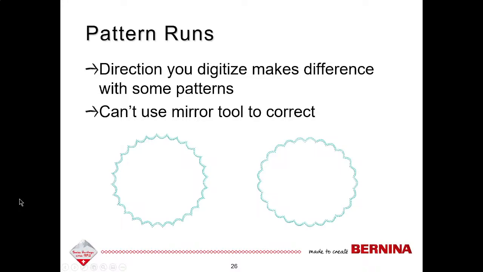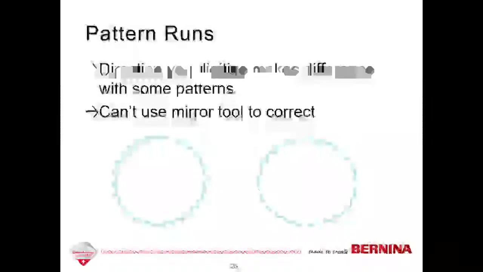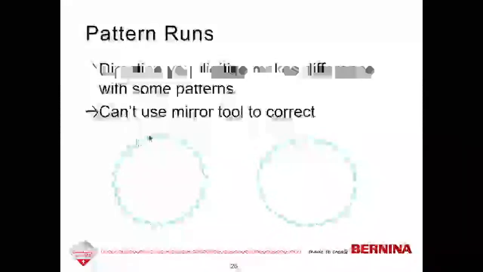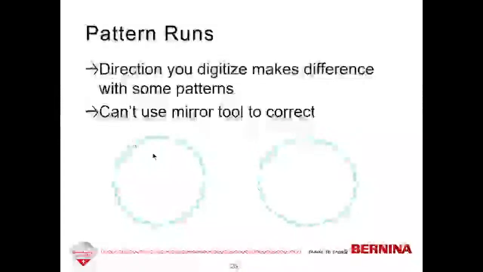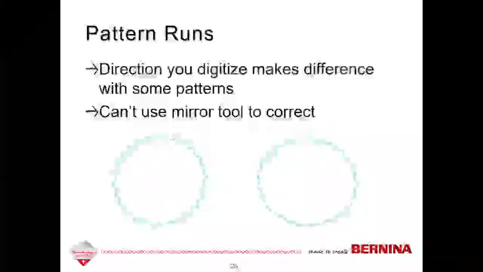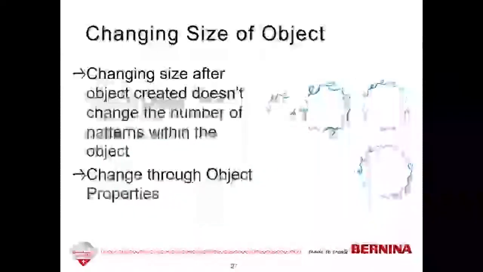With pattern runs, the direction you digitize makes a difference with some patterns, but not all. On the scallop, the reference line is from tip to tip, so it's not in the middle. If you go clockwise, the scallop goes one direction. If you digitize counterclockwise, the scallop goes the other direction. And you can't use the mirror tool to correct it because it's going to mirror the whole shape. It won't mirror the pattern.